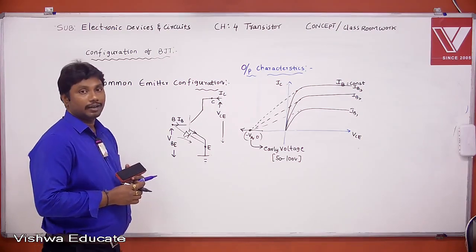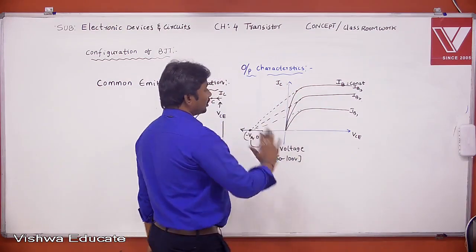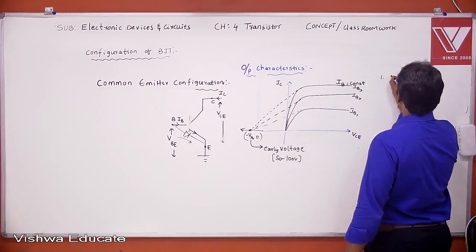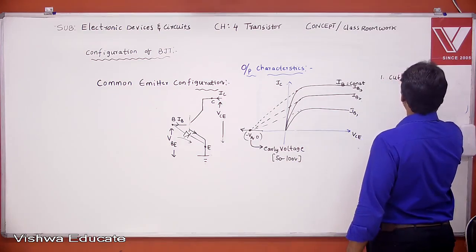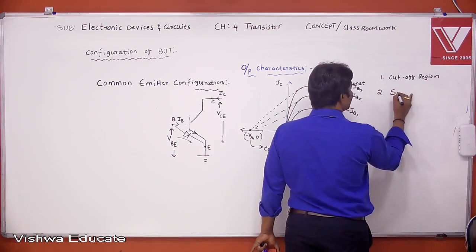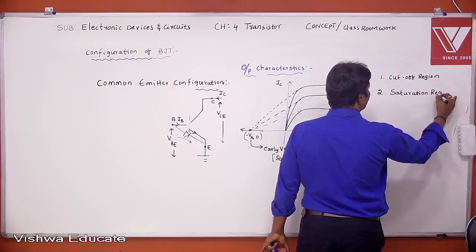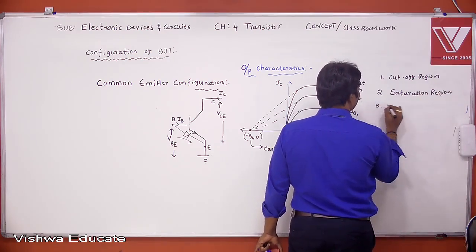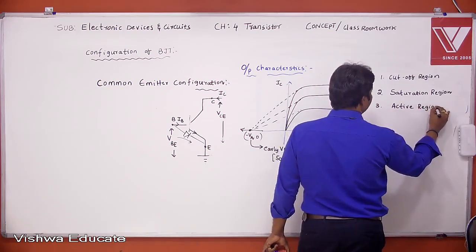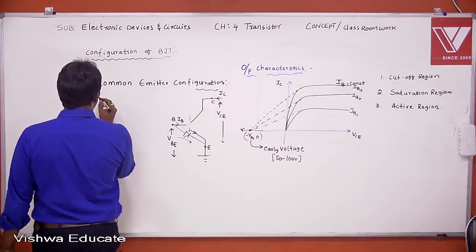Next, now all of you see, based on these output characteristics, the BJT can operate in 3 regions actually. One is cutoff region, the next one is saturation region, and third one active region. So first I start with cutoff region.